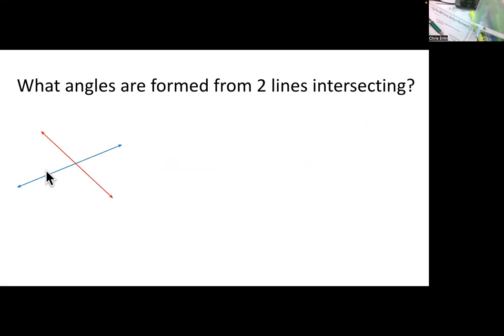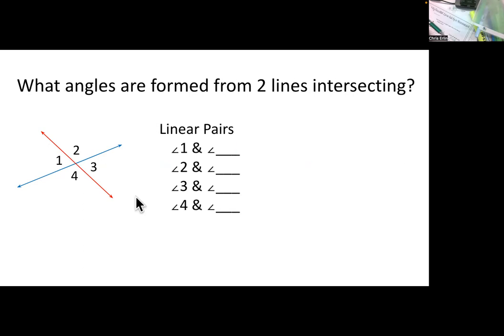Now, if we have two lines that are intersecting, we produce some angles. This is angle 1, and it has a relationship with angle 2. Do you know that relationship? Some of them are linear pairs. Angle 1 and angle 2 form a linear pair. Does angle 2 have a linear pair relationship with anyone else? 3. Yep. 2 and 3 have a linear pair relationship.